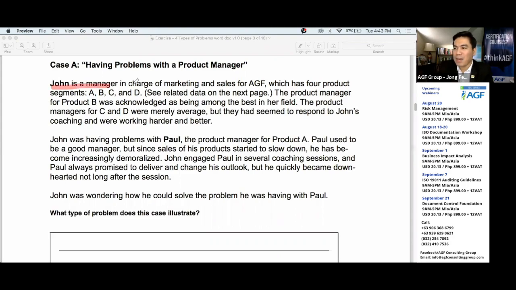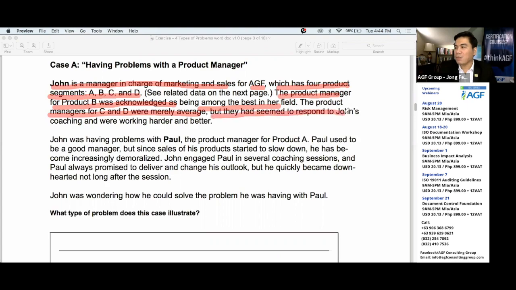So here, John is a manager in charge of marketing and sales for AGF. In our office, we have 4 product segments, A, B, C, and D. I'm going to show you in the next page some data, so you can try to analyze it. And I warned you, there is simple data here. The product manager for product B was acknowledged as being among the best in her field, and the product managers for C and D were merely average as well. I'm just reading the case here.